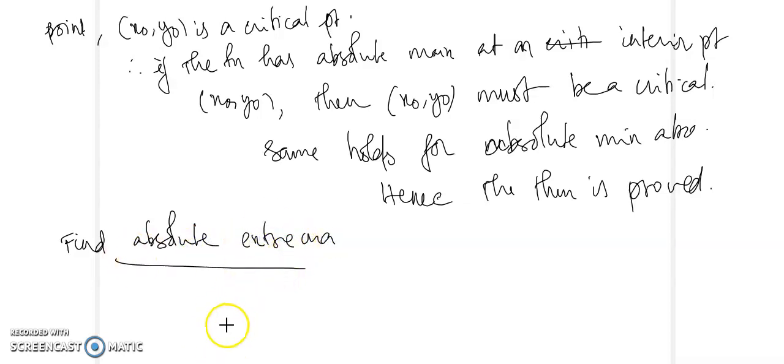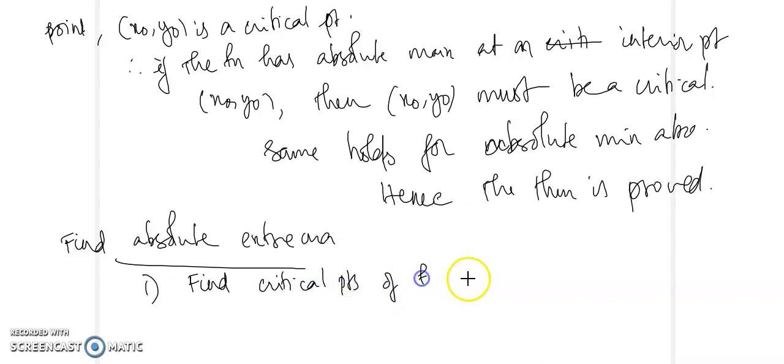So we will look at the steps for finding absolute extrema. The first step is, we need to find critical points of f in the interior. The function will be defined on a closed and bounded region R. So we will have a region R.